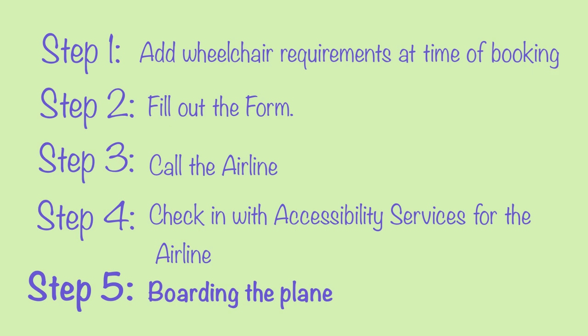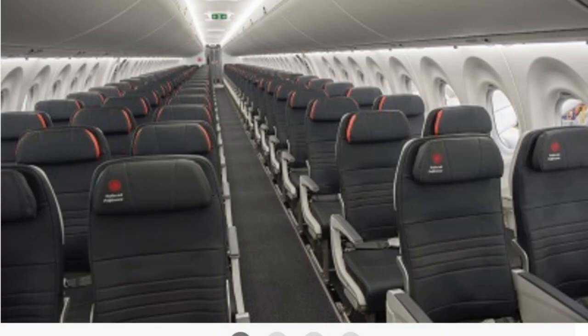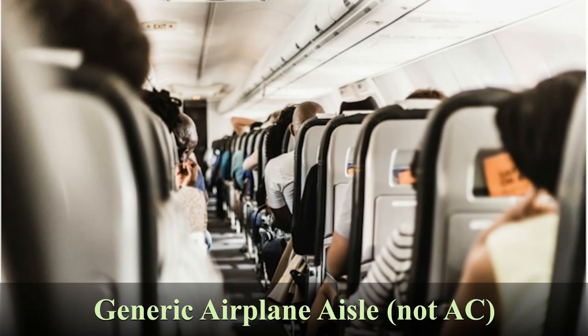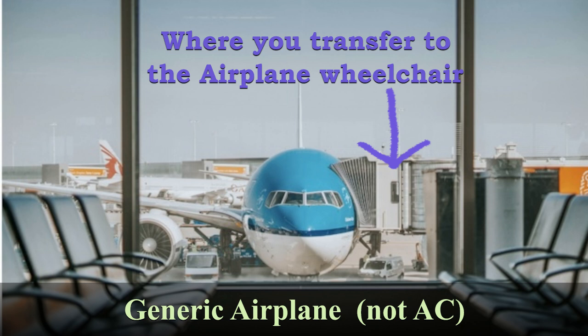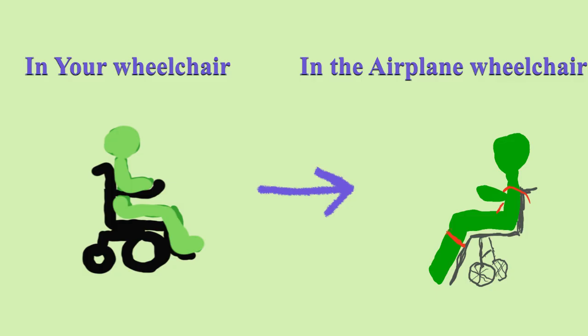Step 5. Boarding the plane. When you are flying with a wheelchair, generally speaking, you are one of the first people onto the flight and one of the last people off that flight. They've got special people to come and lift you and help guide the airplane wheelchair. Tell them how to help you to get you from your wheelchair onto the airline wheelchair.